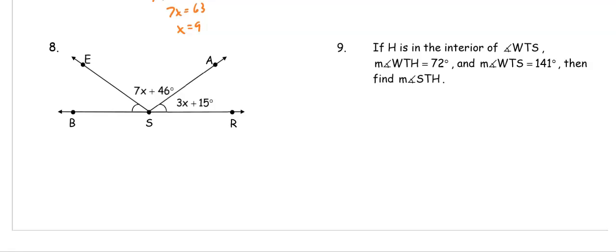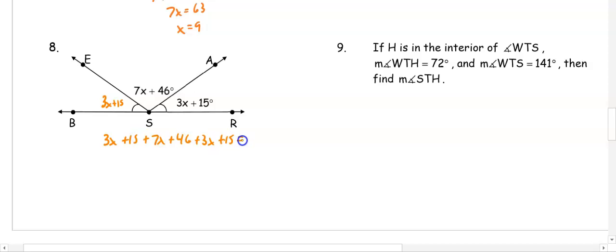In number 8, our symbols right here, the arcs, mean that they are congruent, so this is also 3x plus 15. All of these angles together are forming a straight line. So 3x plus 15 plus 7x plus 46 plus 3x plus 15 is equal to 180. When we combine like terms, we get 13x plus 76 equals 180. We can subtract 76 from both sides, so 13x equals 104. When we divide by 13, we get x equals 8.